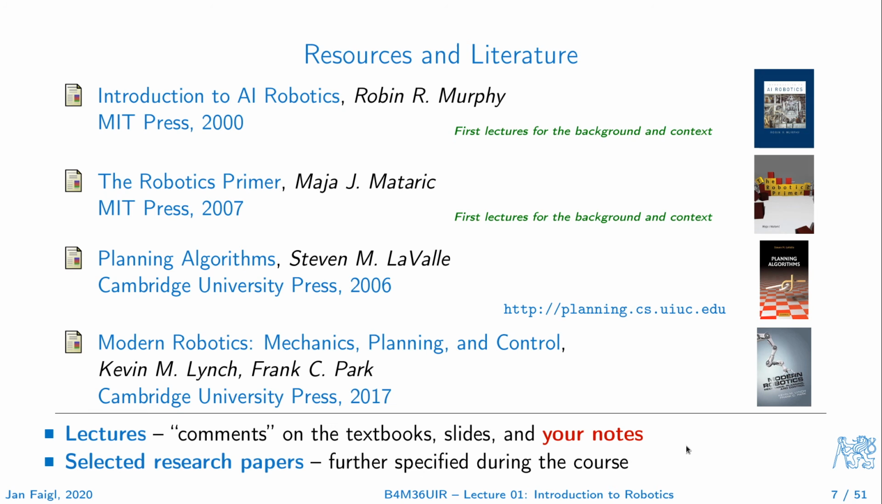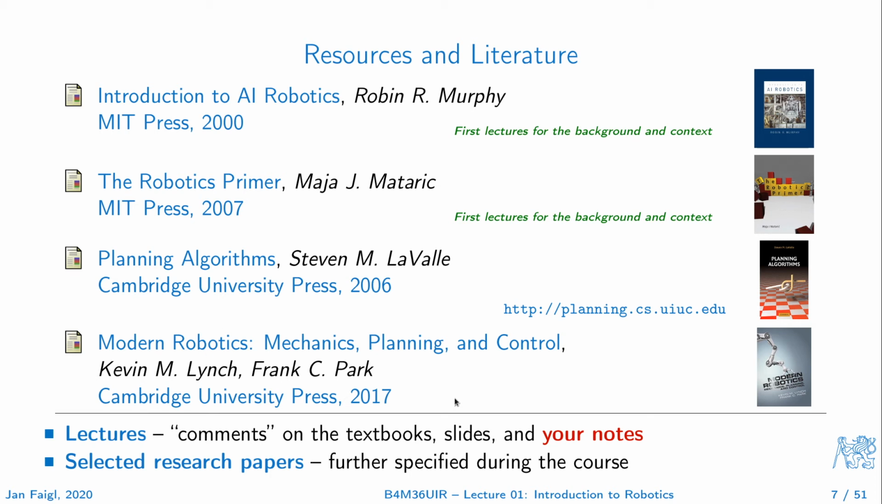The important part is resources and literature. There are a couple of textbooks I can recommend. The first part, for the background and context, is covered in 2 introductory textbooks: Introduction to AI Robotics by Robin Murphy and Robotics Primer by Maja Mataric. And the Bible of robotic planning is Steven LaValle's book, Planning Algorithms, which you may also find online in PDF.